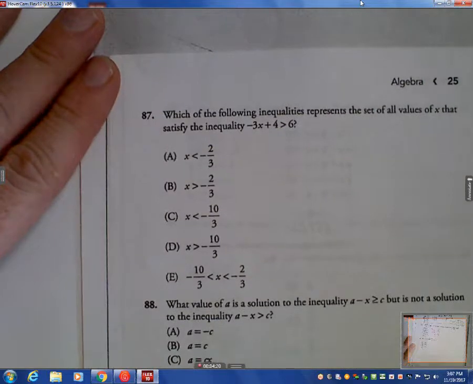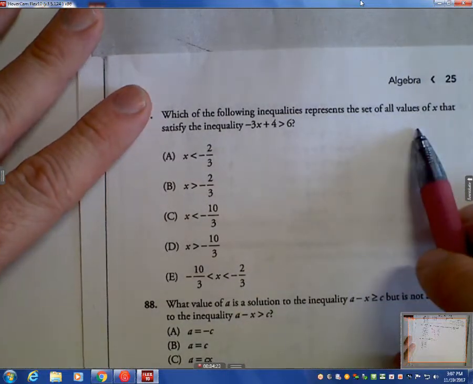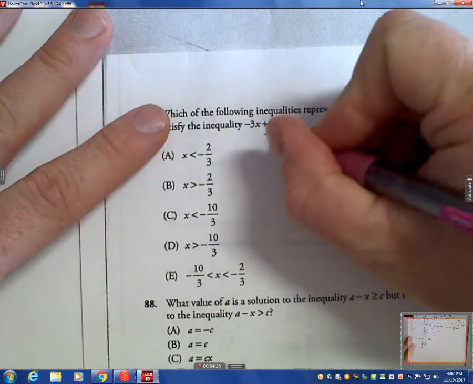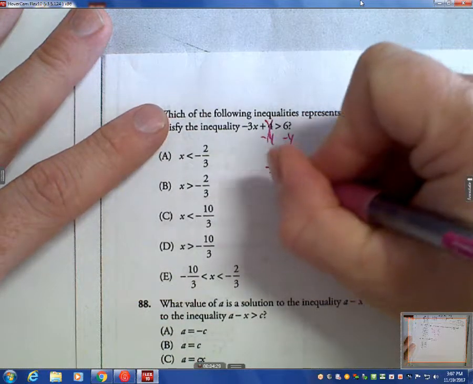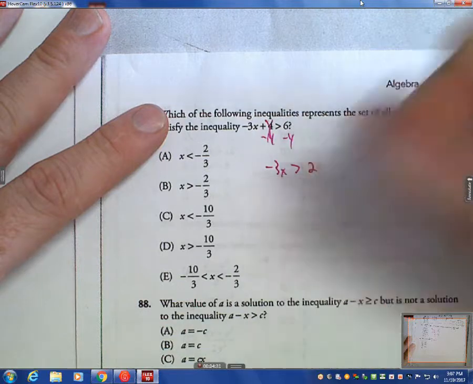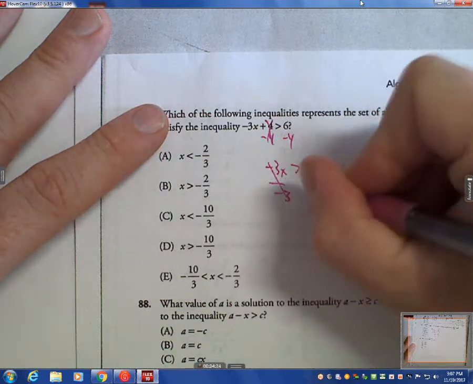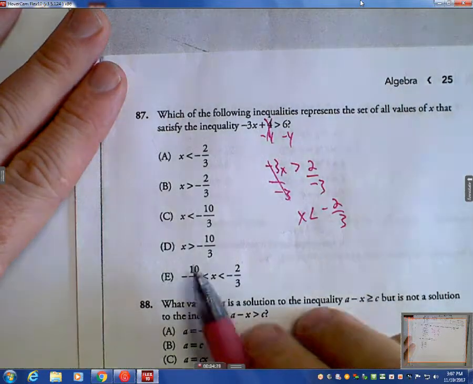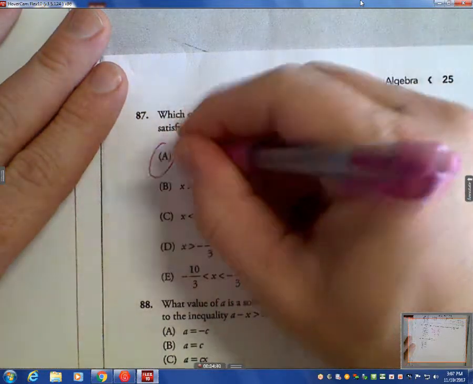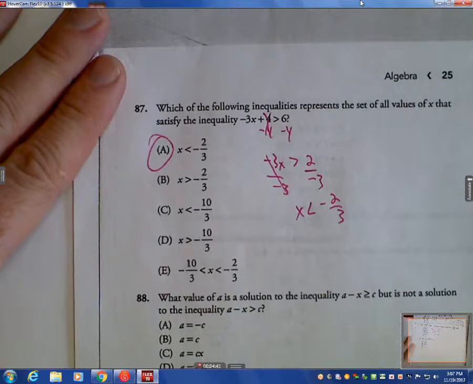Which of the following inequalities represents the set of values? We already know that we're going to get rid of 4. So negative 3x greater than 2. Divide by negative 3. X needs to be less than or equal to negative 2/3, because we flip our sign. So we know it's A.